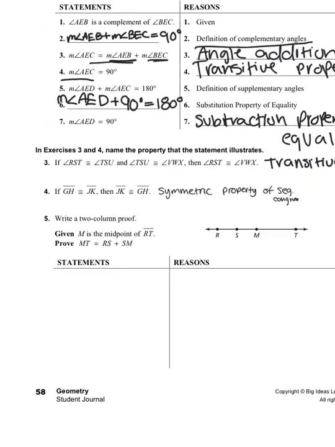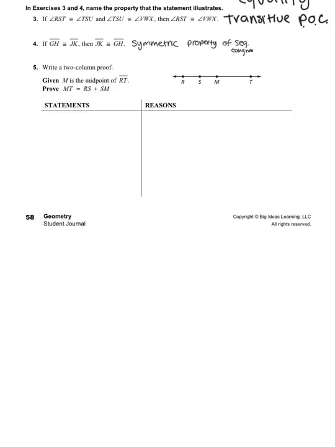All right, so this next one, it says write a 2-column proof based off of the given information. I actually want you guys to pause this video, and I want you to try it yourself. And then once you're done, I want you to unpause it and compare what I got with what you got.